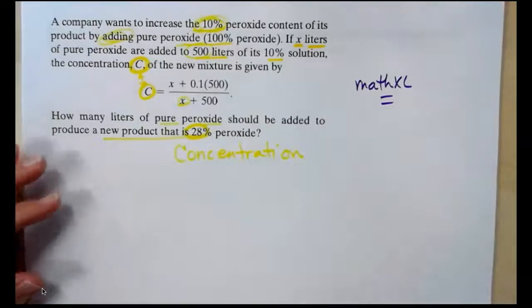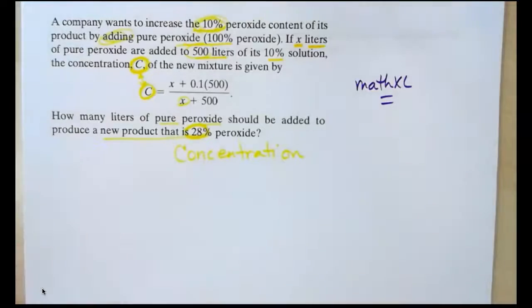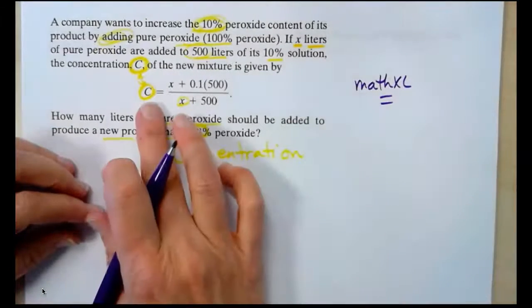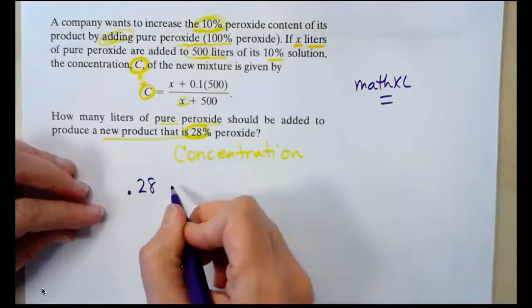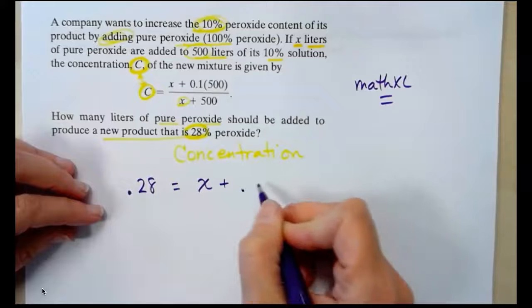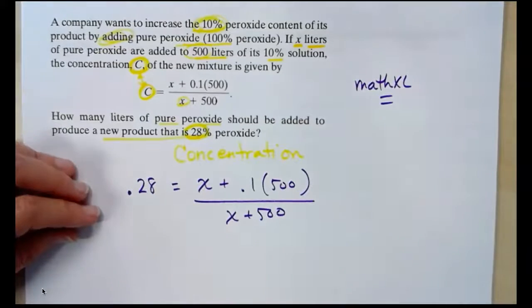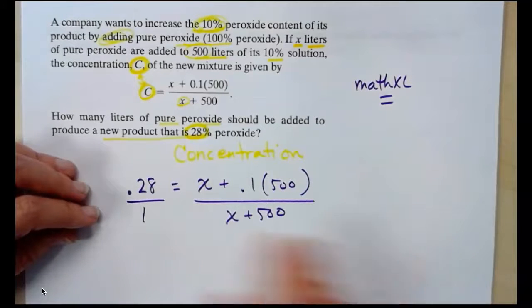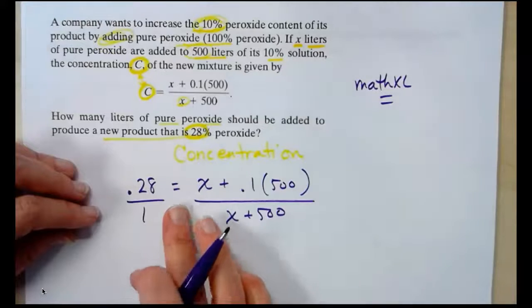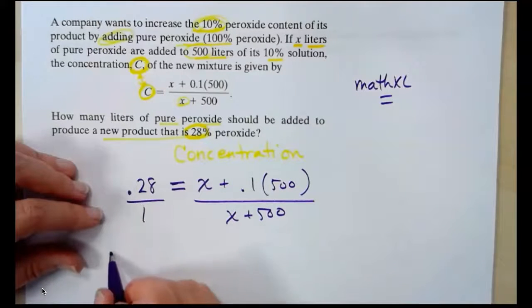So let's use substitution here. So C is 28, but remember, 28% is not a number. A percentage is a rate. Therefore, in order for us to put it in the problem, 28% has to become 0.28. So 0.28 equals X plus 0.1 times 500 over X plus 500. Once again, this is another opportunity to cross multiply. We cross multiply when two fractions are set equal. So let's cross multiply here.